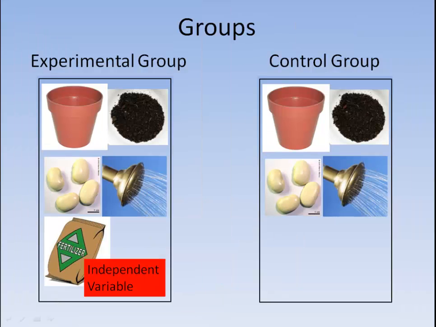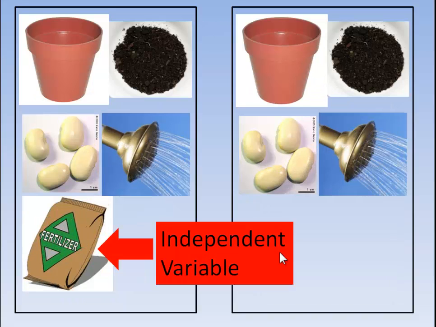So we give each group a name. The group that has the independent variable, in this case the fertilizer, we call the experimental group. The group that does not have the independent variable, that's missing the independent variable, we call the control group. So the only difference between the experimental group and the control group is the independent variable. It's the variable that I change, the independent variable, the IV. That's its nickname.